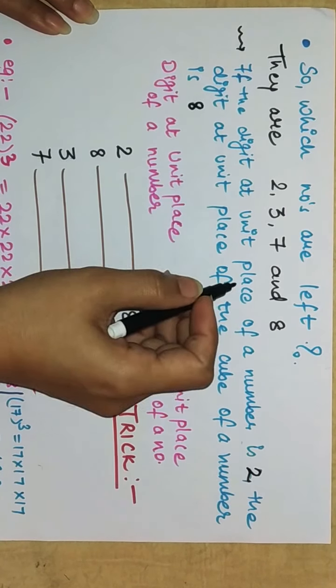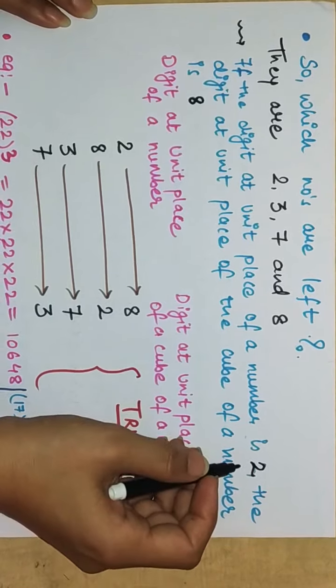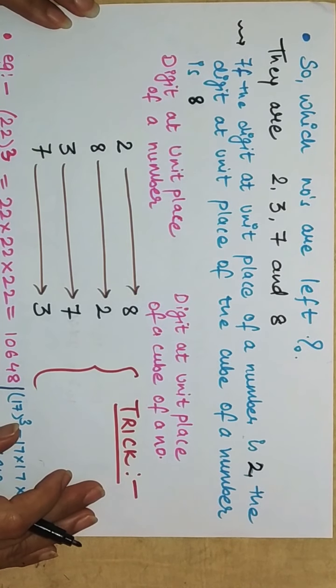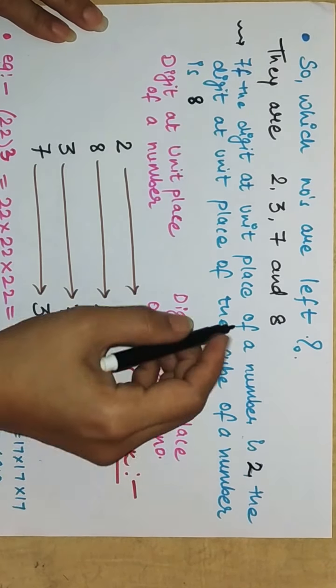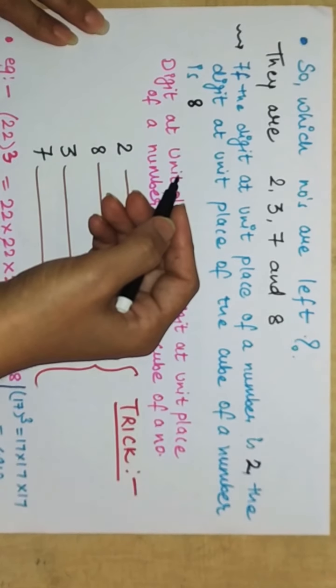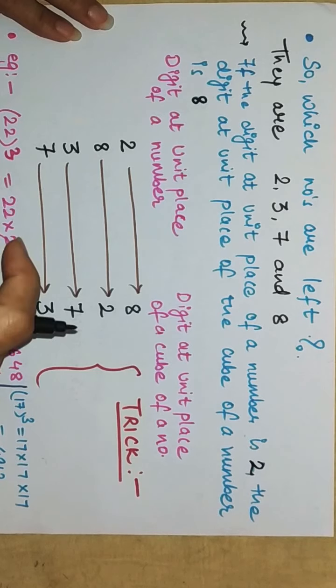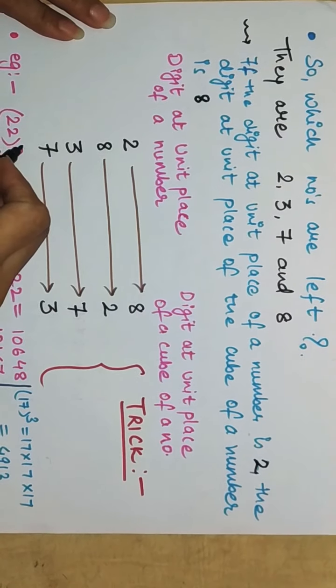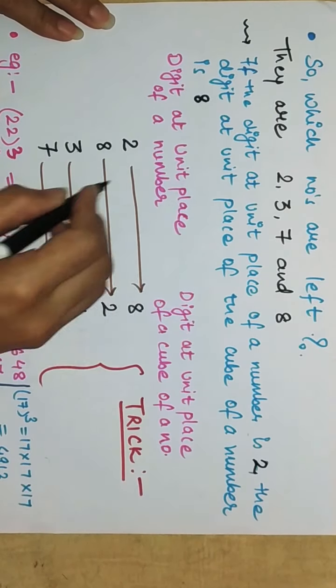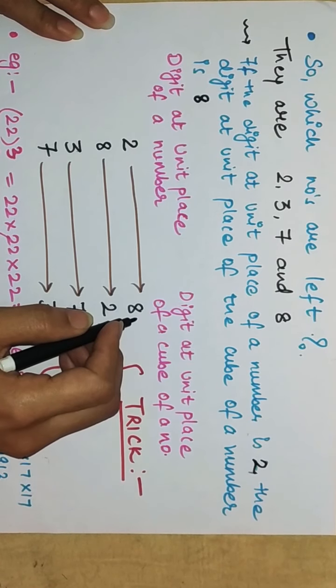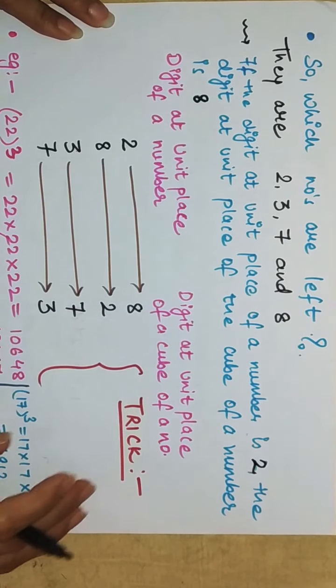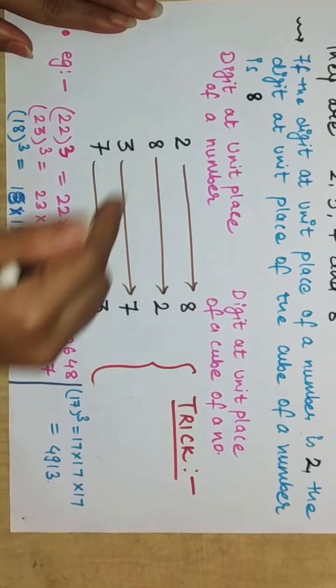If the digit at the unit place of a number is 2, the digit at the unit place of the cube of that number is 8. It means if any number has unit digit 2, then when you cube it, what will you get? You will get unit digit 8. Let us see here the list.